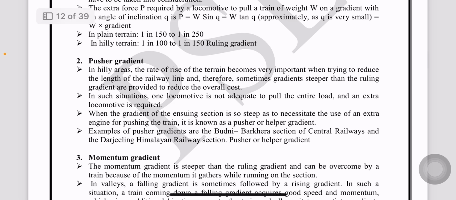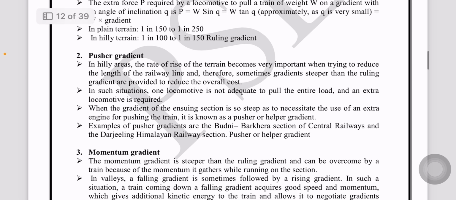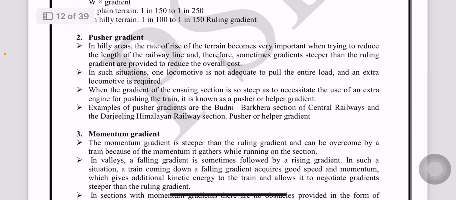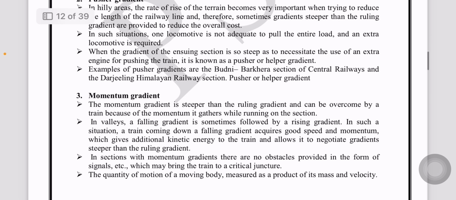When the gradient of the ensuing section is too steep, as to necessitate the use of an extra engine for pushing the train, it is known as the pusher or helper gradient. These types of gradient are provided at the Budni Barkha section of Central Railway and the Darjeeling Himalaya Railway section.